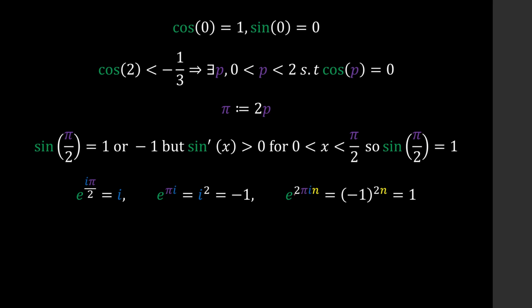And in general, e to the 2 pi i n is going to be minus 1 to the 2n, where I've just put minus 1 to the power of 2n here, and that's just going to be equal to 1. And n is an integer in this case.